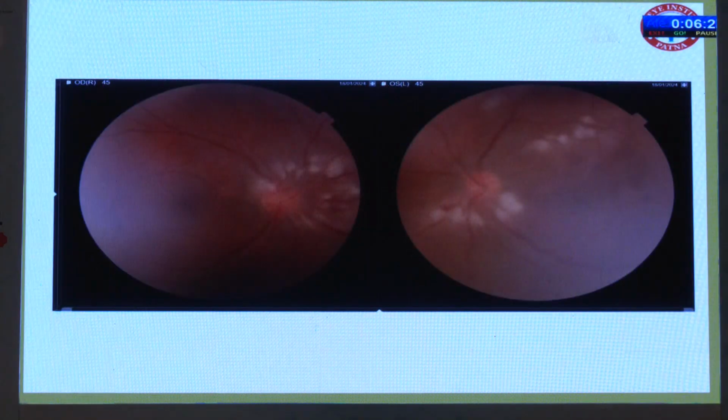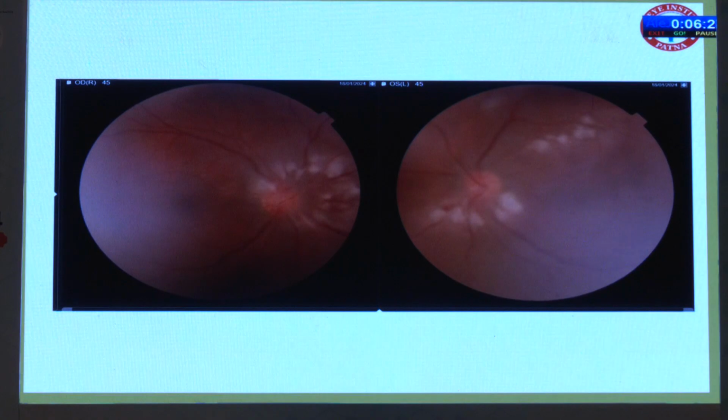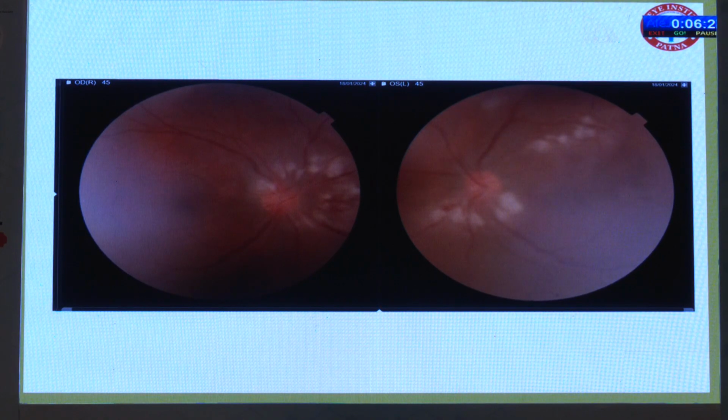So this was the fundus examination of the right eye. It showed multiple cotton wool spots in the entire peripapillary area, as you can see, and in the left eye they were extending onto the arcades, obviously indicating an ischemic insult.